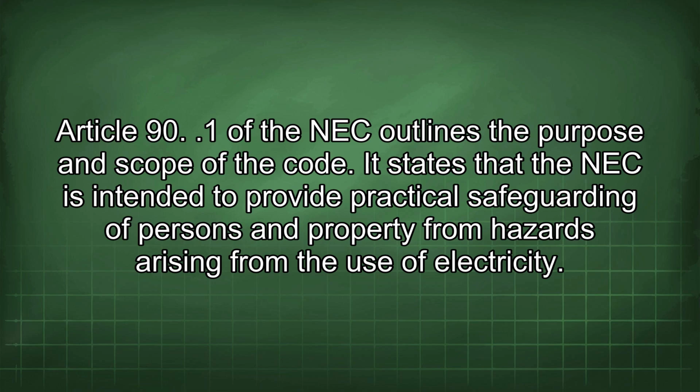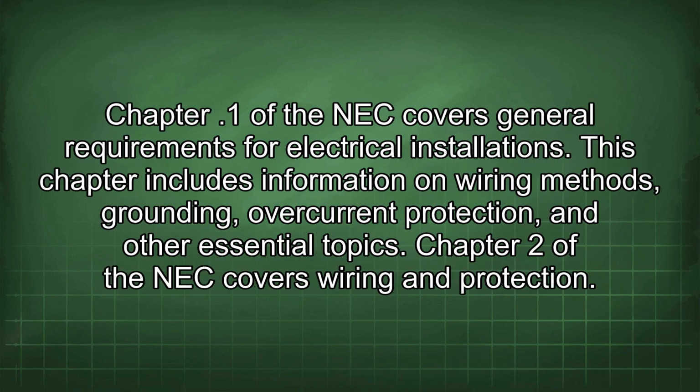Article 90 of the NEC outlines the purpose and scope of the code. It states that the NEC is intended to provide practical safeguarding of persons and property from hazards arising from the use of electricity. Chapter 1 of the NEC covers general requirements for electrical installations. This chapter includes information on wiring methods, grounding, overcurrent protection, and other essential topics.